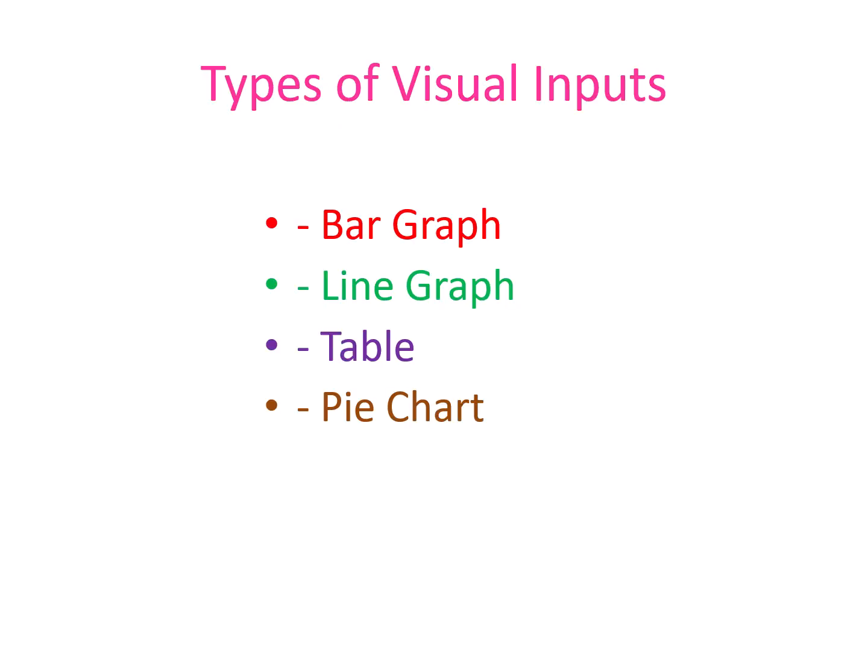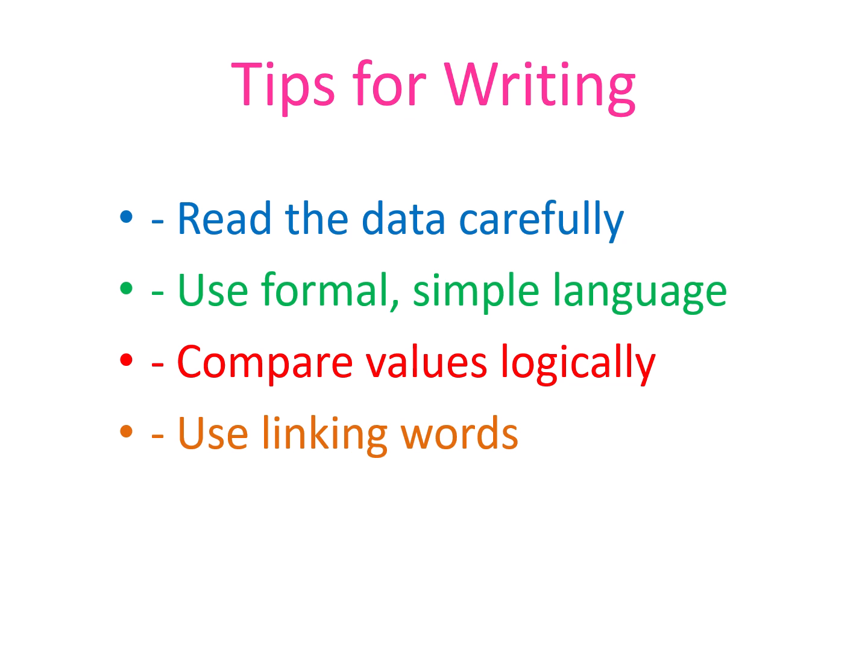You may be asked to describe different types of visuals, such as bar graphs, line graphs, tables, or pie charts. Each of these shows data in a different way, but the method of writing your paragraph remains the same. Always begin by carefully reading the data. Use formal and simple English to describe what you observe. Look for trends, what increases, decreases, or stays the same.